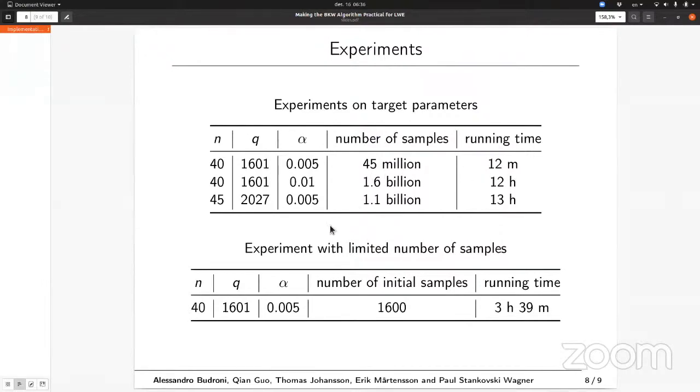This was more a proof of work. We didn't put much effort into speed and efficiency, so this is still left to future work.